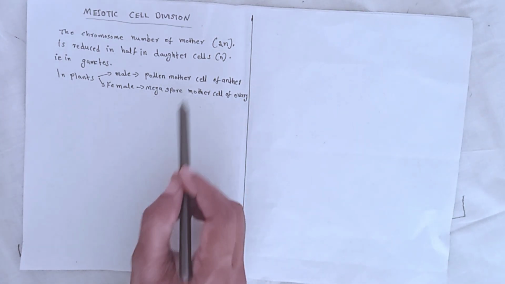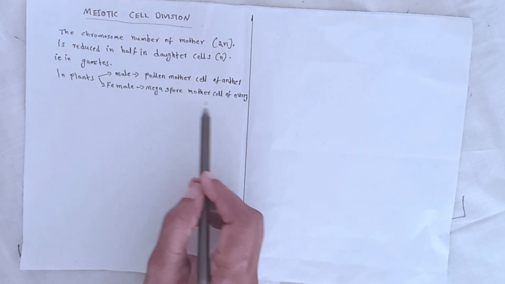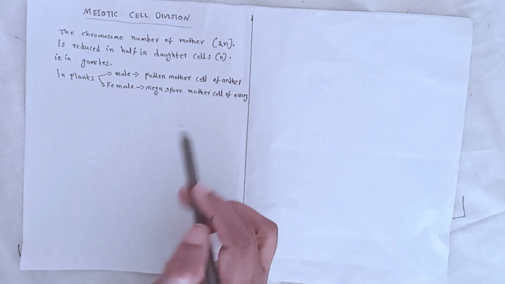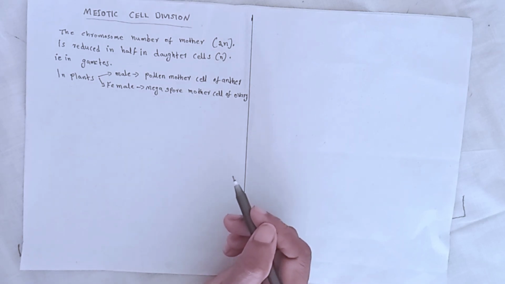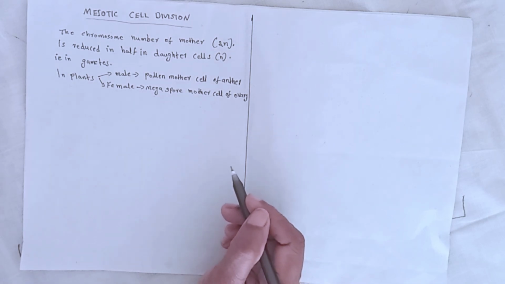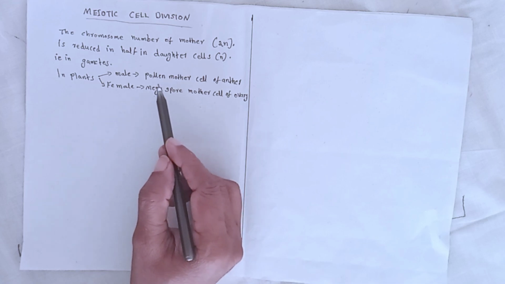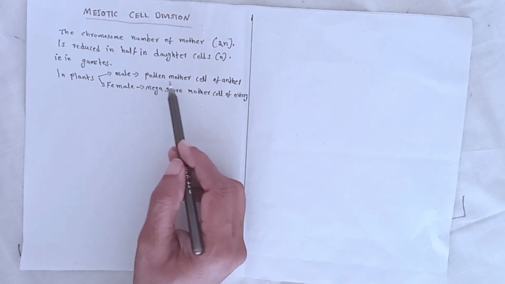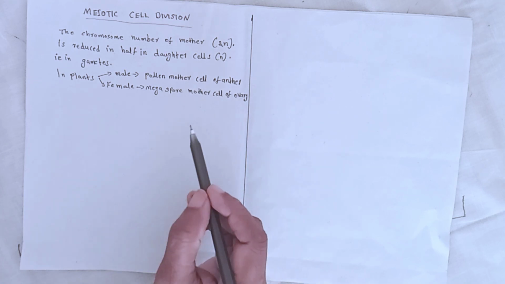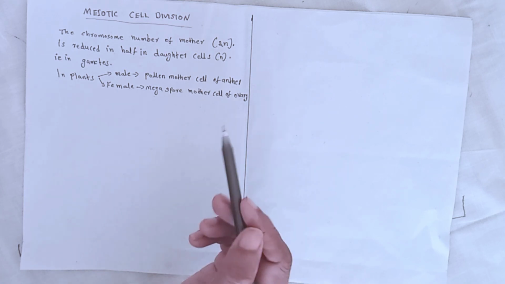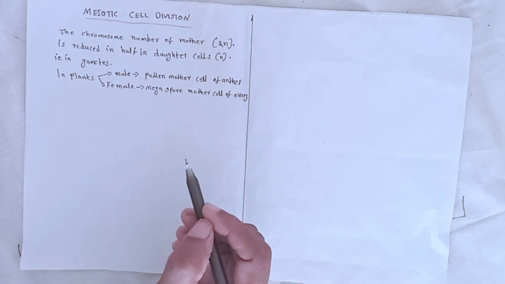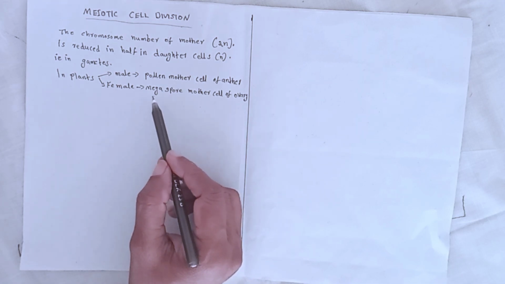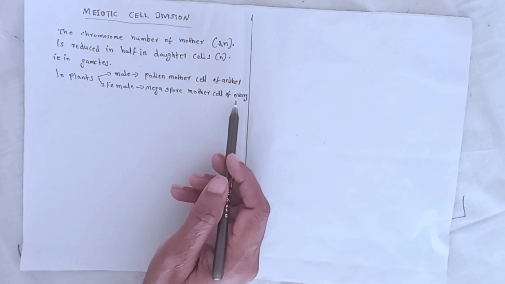In the pollen mother cell and megaspore mother cell, meiosis occurs and the gametes are produced. Pollen grains are the male gametes, the end product of meiosis in the pollen mother cell, and the egg cell is the female gamete, the end product of meiosis that took place in the megaspore mother cell of the ovary.